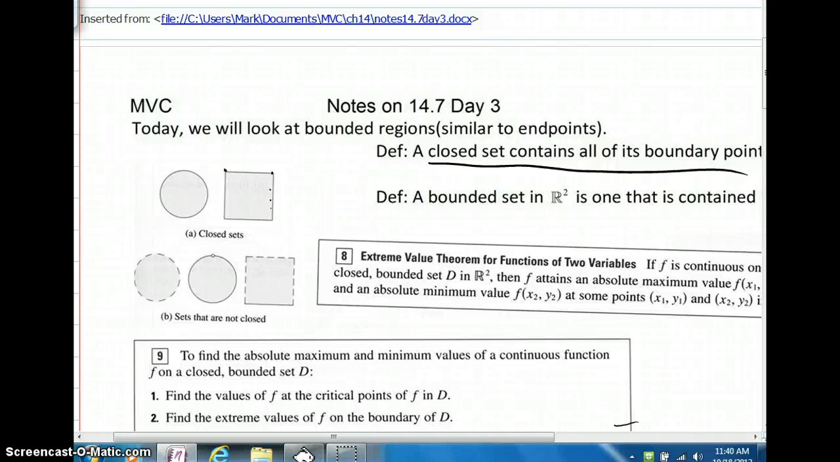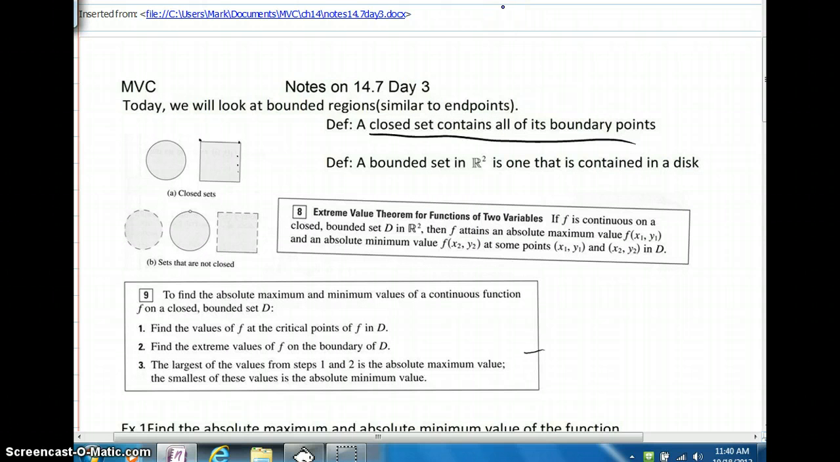Okay, for day 3 of 14.7, we're going to discuss finding absolute maximums and minimums. And it's very much like what we used last year with the extreme value theorem. The extreme value theorem last year, we would find critical values, critical points, and we would test them, find out what that function value is, compare them to the endpoints, and the largest y value would be the absolute max on that closed interval, and the smallest would be the absolute min.